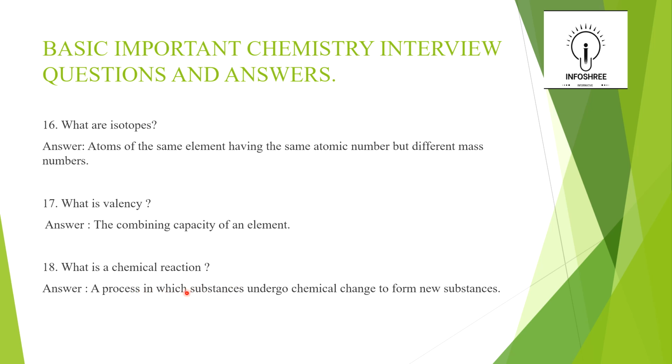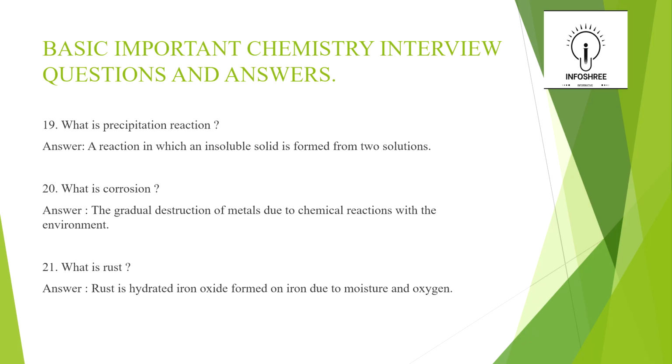What is a chemical reaction? A process in which substances undergo chemical changes to form new substances. Chemical reaction is a simple way. You can just read it, you can understand that it is a process in which substances undergo chemical changes to form new substances. Okay.